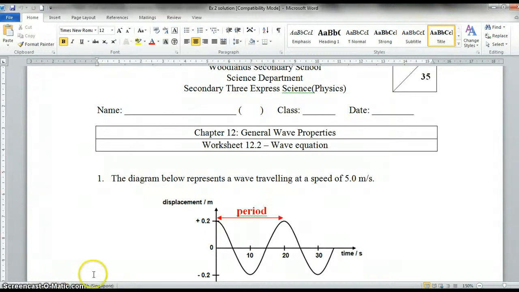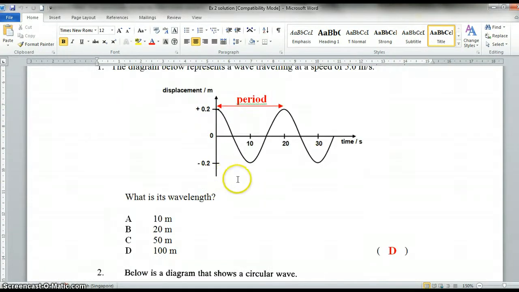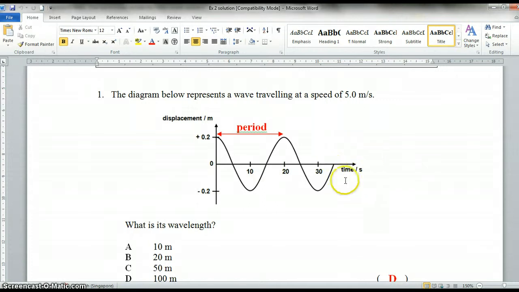Alright, solutions to worksheet 12.2. Let's go. Question 1. First of all, see my clicker here again. Click, click, click. Look at this part. The axis says time.